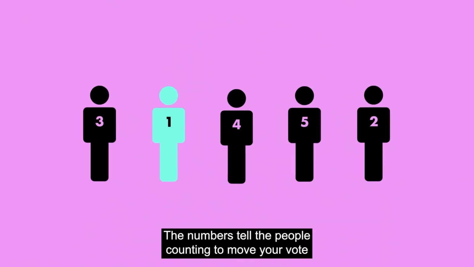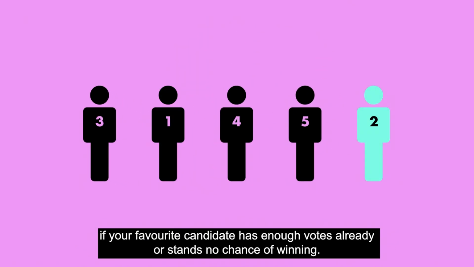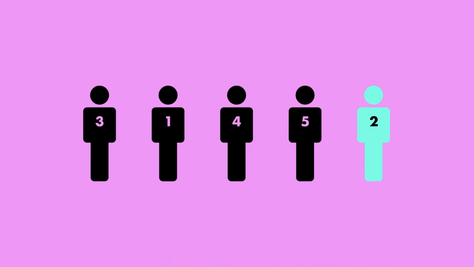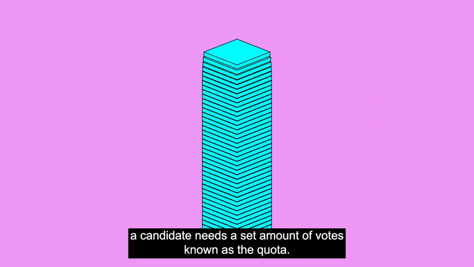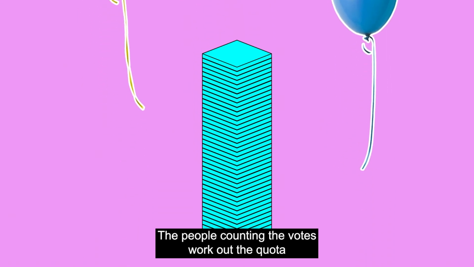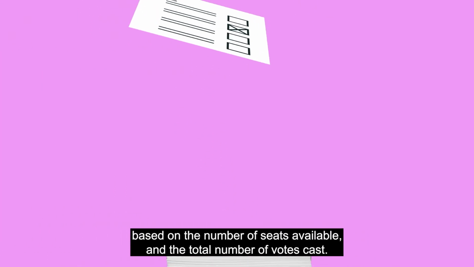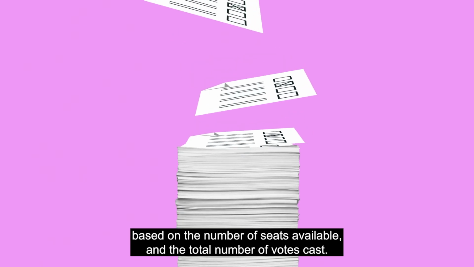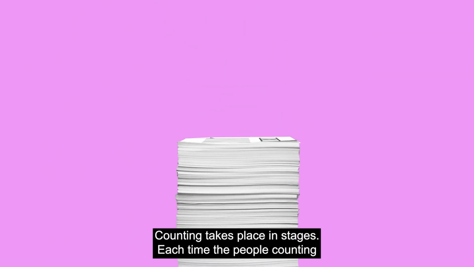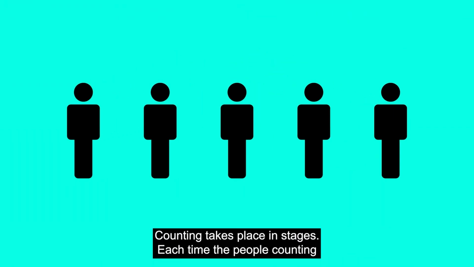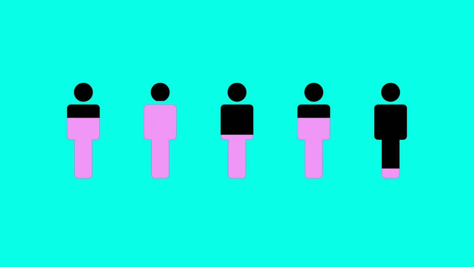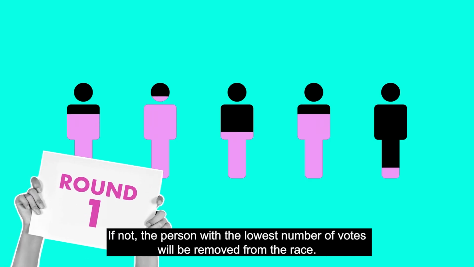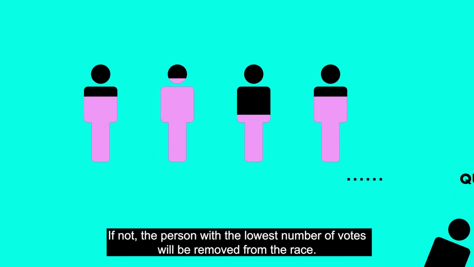The numbers tell the people counting to move your vote if your favourite candidate has enough votes already or stands no chance of winning. To get elected, a candidate needs a set amount of votes, known as the quota. The people counting the votes work out the quota based on the number of seats available and the total number of votes cast. Counting takes place in stages. Each time, the people counting are looking to see whether a candidate has reached the quota of votes they need to be elected. If not, the person with the lowest number of votes will be removed from the race.